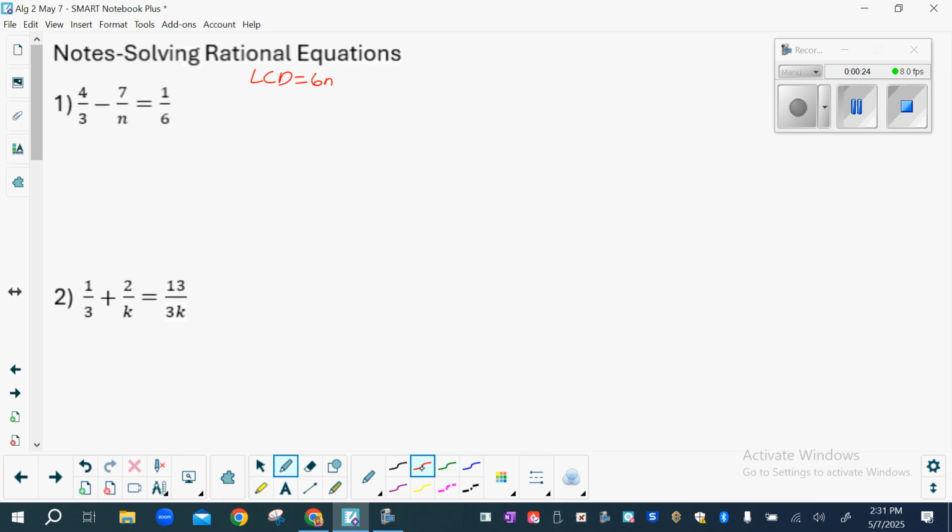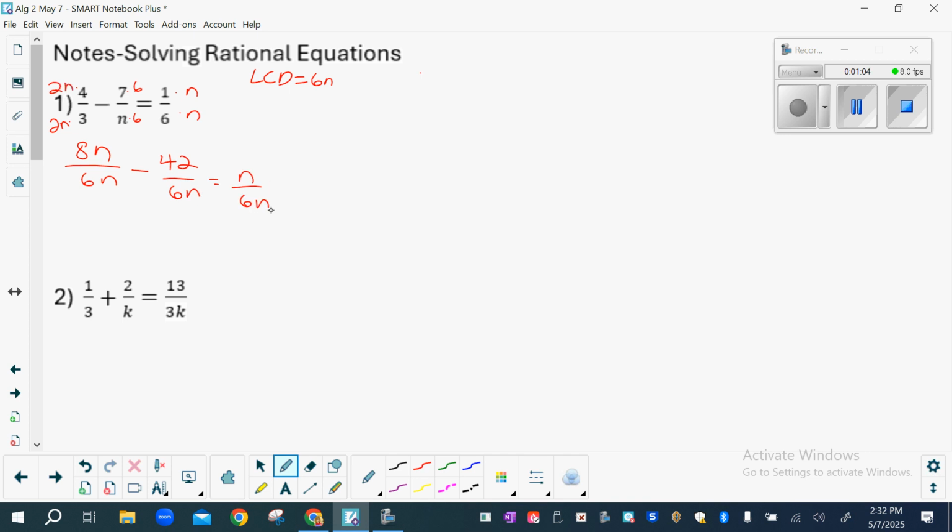And so then what do I multiply the top and bottom of this one by? Tell me what you multiply by. The first fraction, the 4/3? 2n, good. And then what about the 7 over n? What do we multiply the numerator and denominator? 6, good. And then what about the 1/6? That's right. So we get 8n over 6n minus 42 over 6n equals n over 6n.